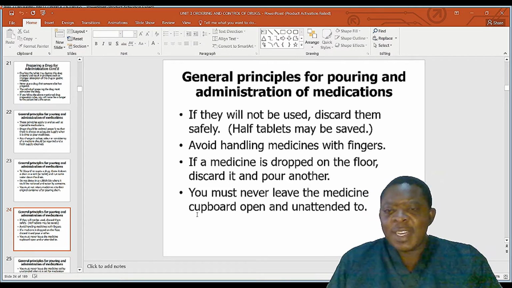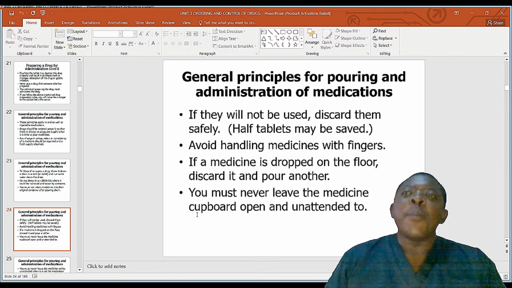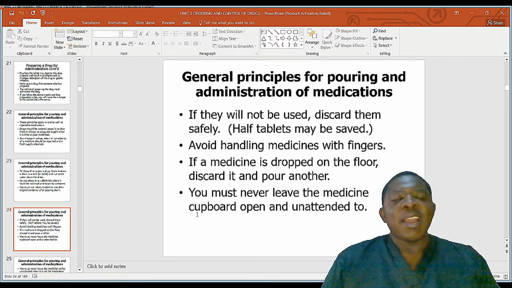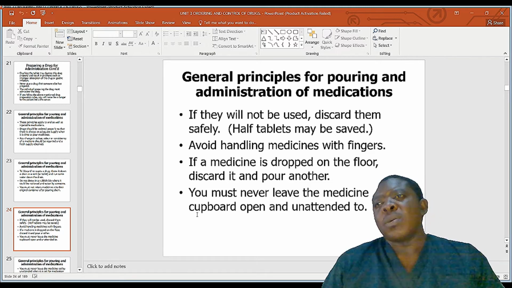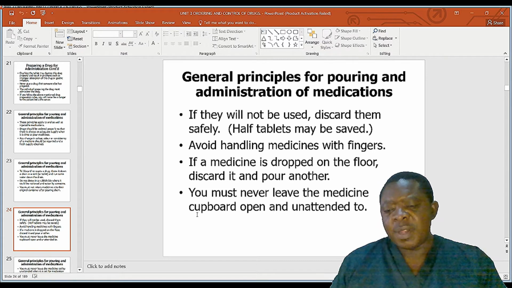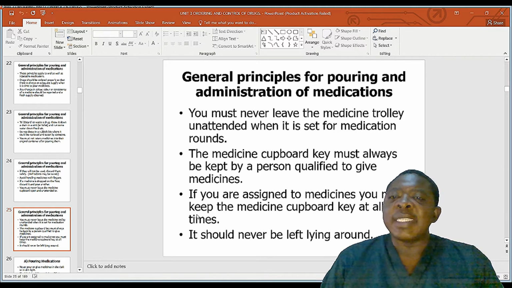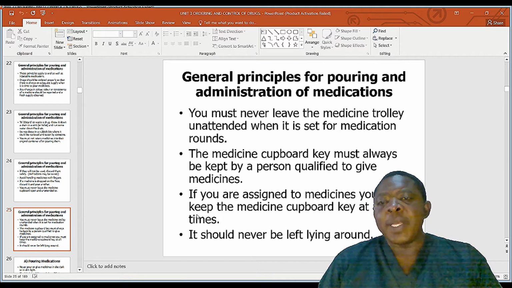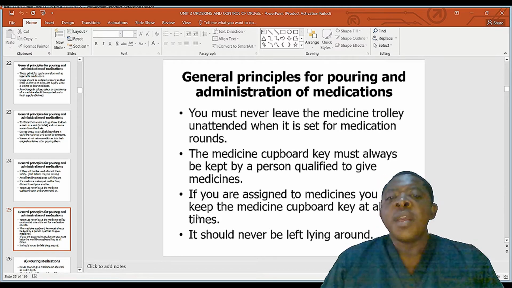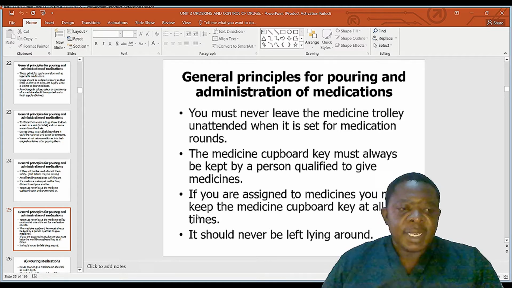You must never leave the medicine cupboard opened and unattended. If you leave it open, any person can grab a drug and you might lose a drug from there. So you don't want pilfering to happen. You must never leave the medicine trolley unattended when it is set for medication rounds. The medicine cupboard key must always be kept by a person qualified to give medicine. If you are assigned to medicines, you must keep the medicine cupboard key at all times. It should never be left lying around.